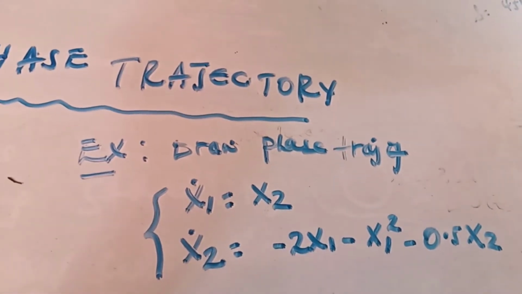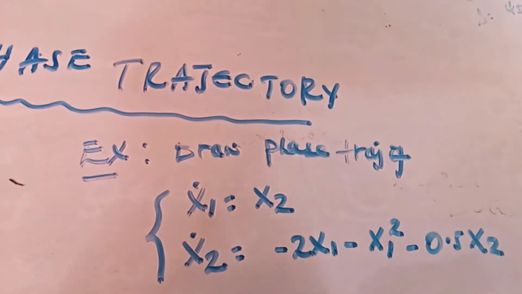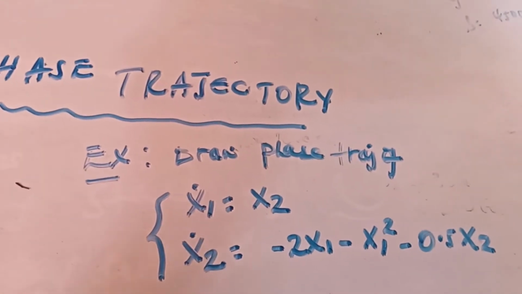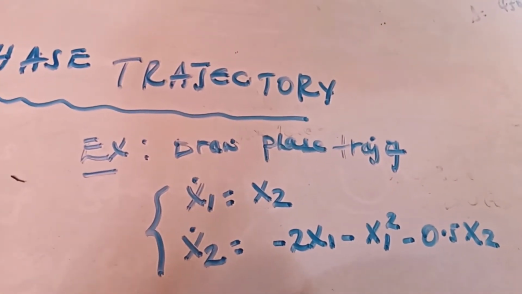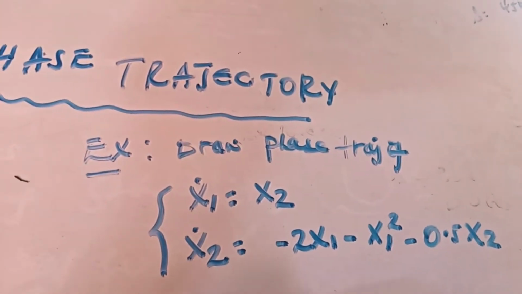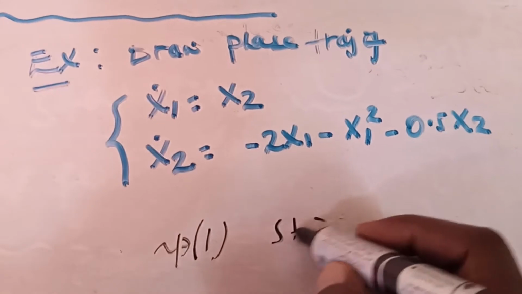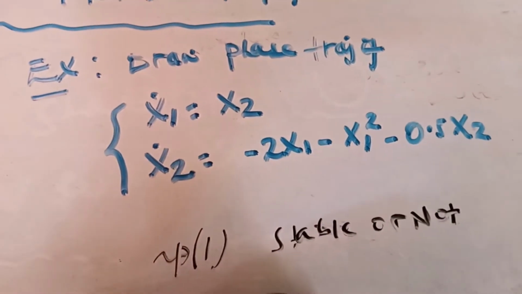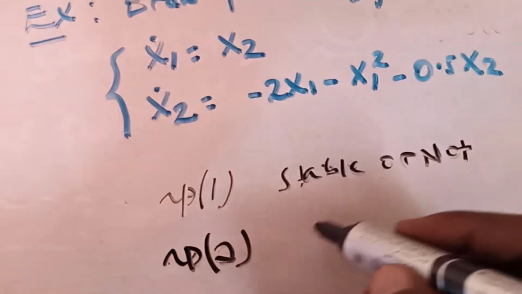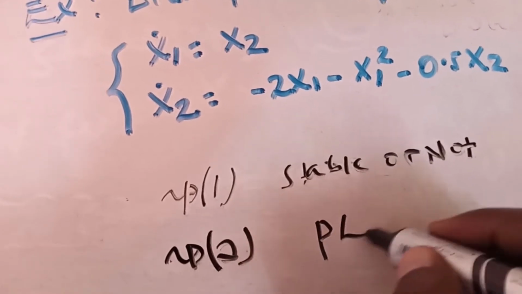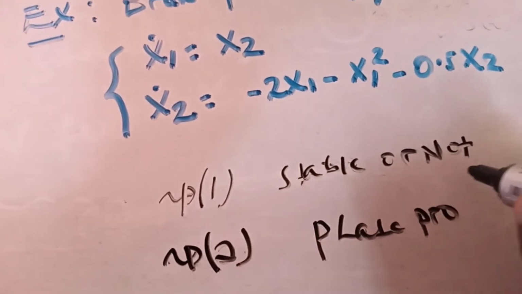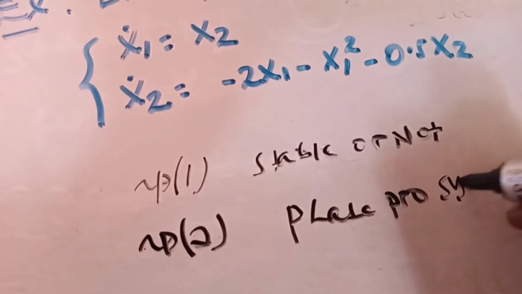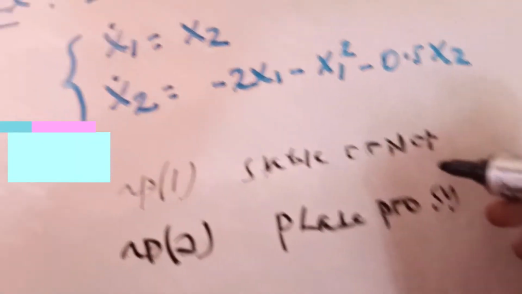For this particular system, we are requested to draw the phase trajectory of the system. So the phase trajectory shows whether the system is stable or not. So here we have two things. The first thing is we have to identify whether our system is stable or not. The second point is drawing a phase portrait diagram for this stable or unstable system, the phase portrait diagram for the given system.